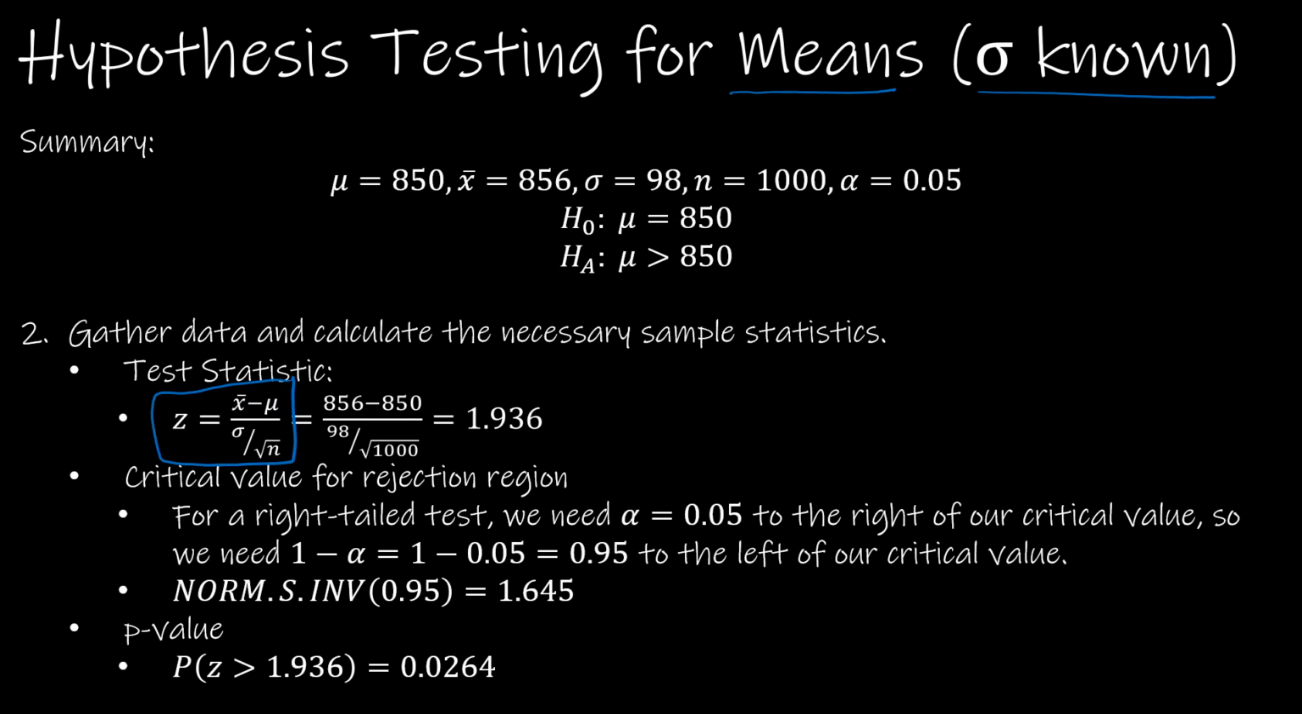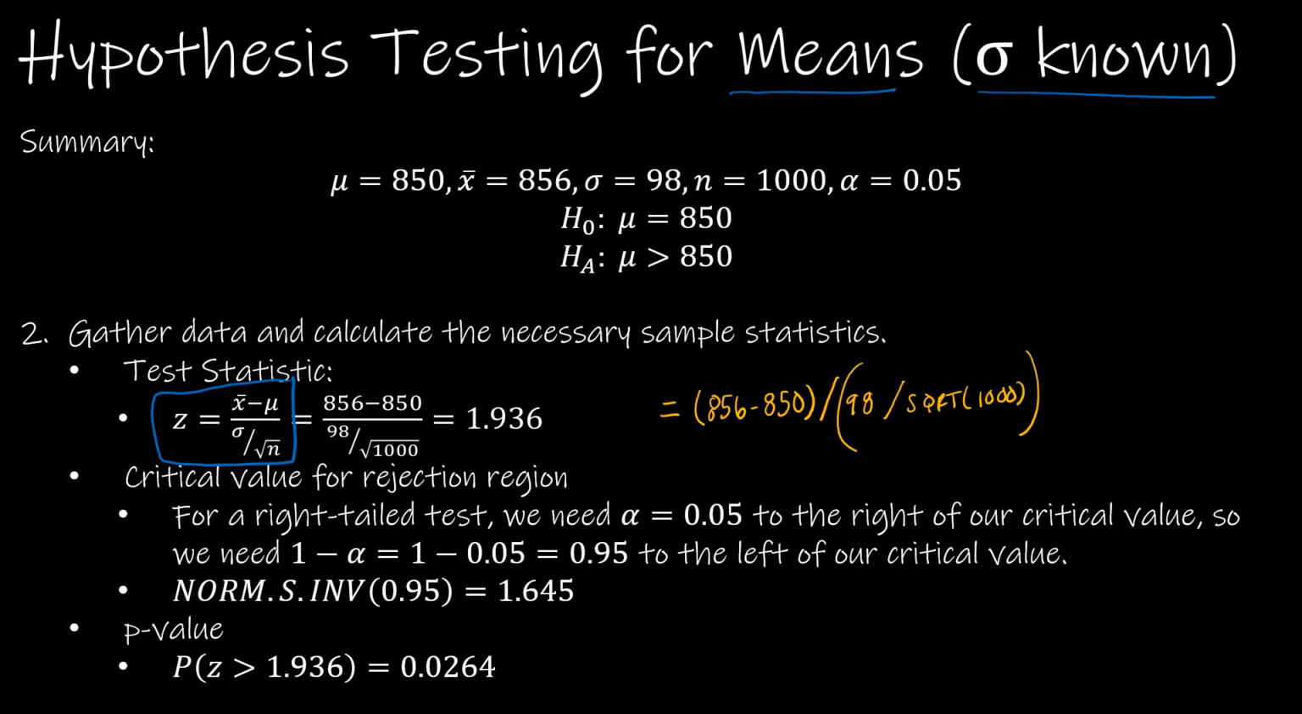One thing I do want to point out, and we'll talk about this when we get to the Excel page, is if I'm doing this in Excel, I'm going to make sure that I'm diligent about where I put my parentheses, because I see a lot of people correctly put 856 minus 850 in parentheses in the numerator, but then they say 98 divided by the square root of 1000, which is fine, except they forget these parentheses and then they get the wrong solution. So just make sure that you are smarter than Excel and you know how to calculate it correctly.